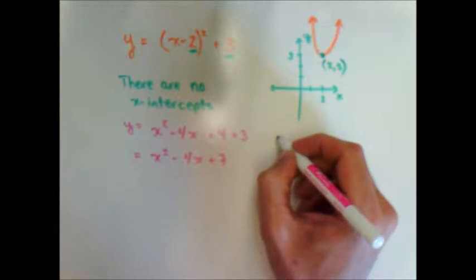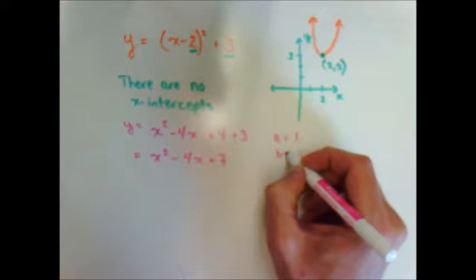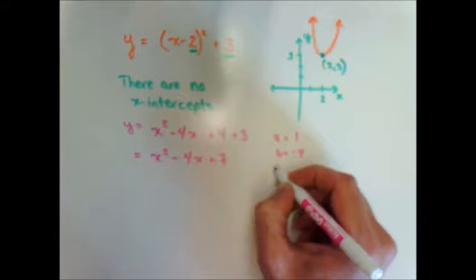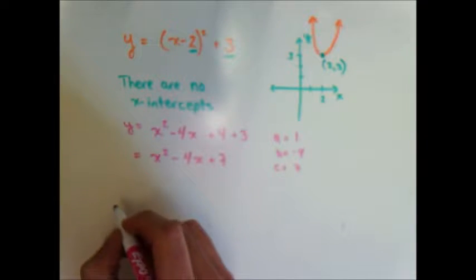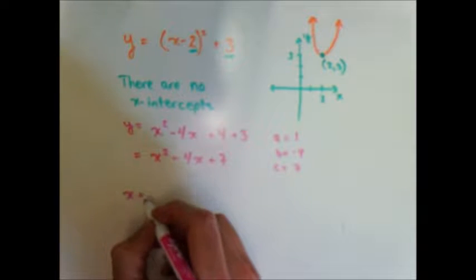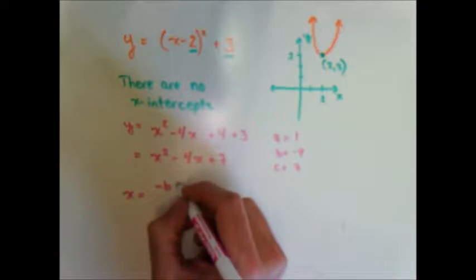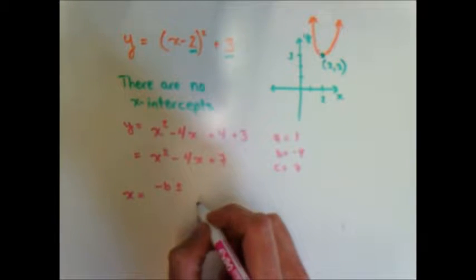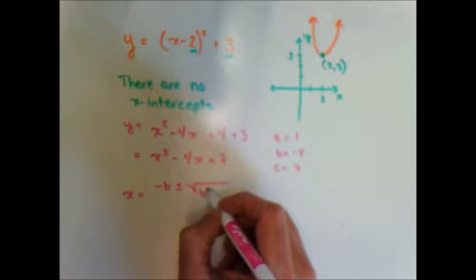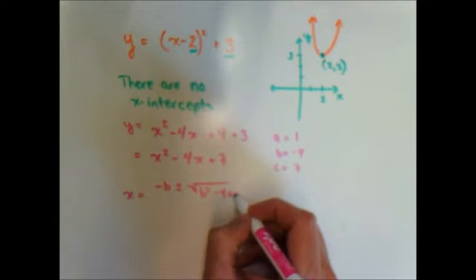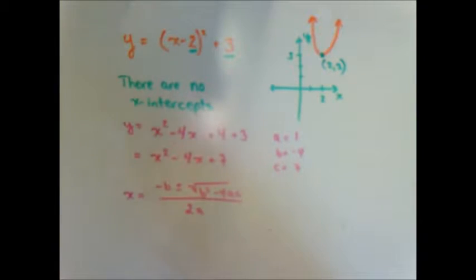Well, now that I have this, I know my parameters. My coefficients, a is 1, b is negative 4, c is 7, and now I can go ahead and plug them into the quadratic formula. Negative b, plus or minus, square root of b squared minus 4ac, over 2a.